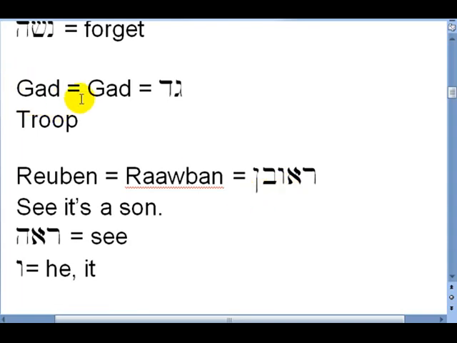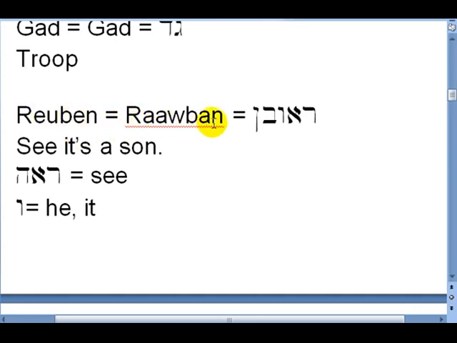Alright? Gad, troop. Alright? Reuben, Ra'aban, Bun, see, it's a son. Ra'ah, what you see at the beginning here, Ra'ah, is see, and then the wa, actually what this should be is bun.